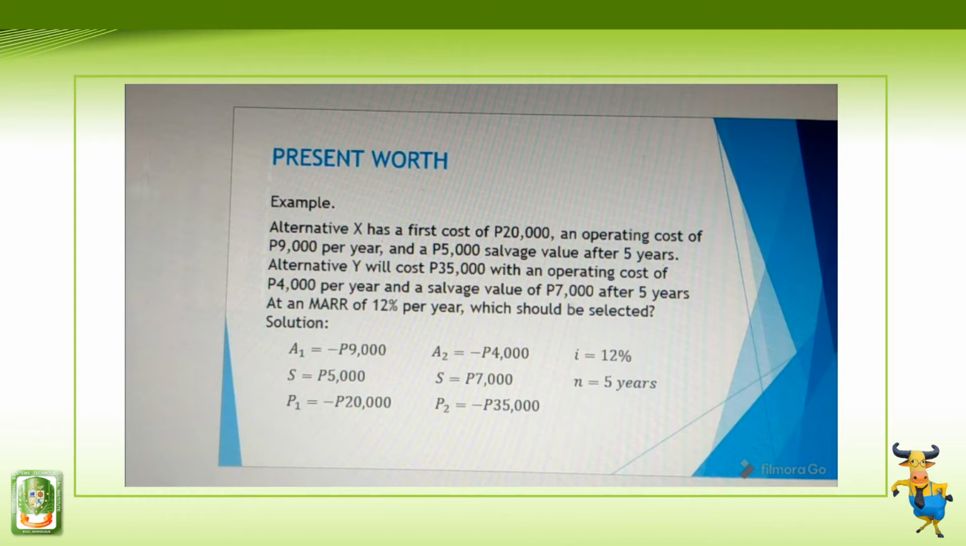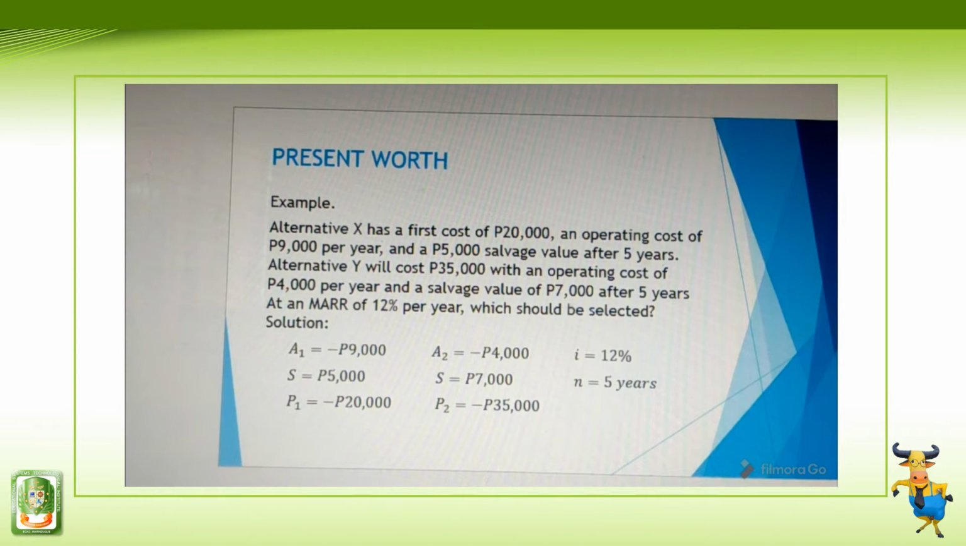Okay, our first example for present worth is if we have an alternative X that has a first cost of 20,000, an operating cost of 9,000 per year, and a 5,000 salvage value after 5 years. While alternative Y will cost 35,000 with an operating cost of 4,000 per year and a salvage value of 7,000 after 5 years. Both have an MARR of 12% per year. Which alternative should be selected? So first, we should gather all the given data.